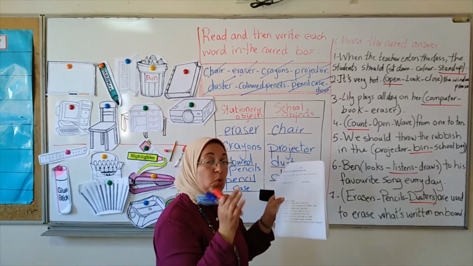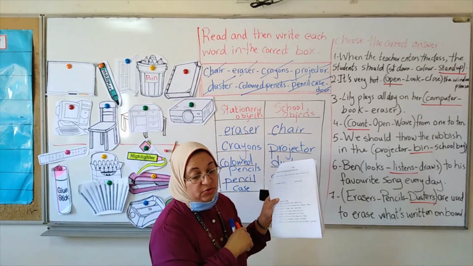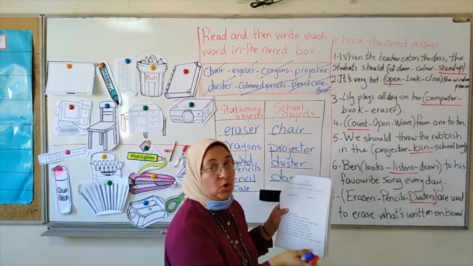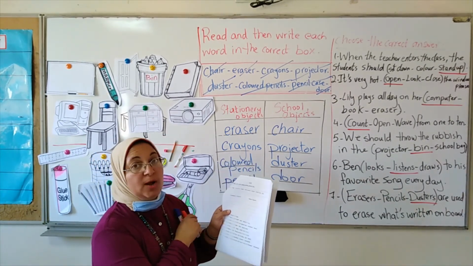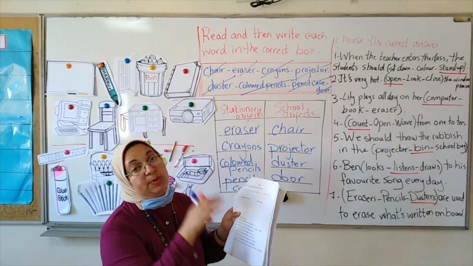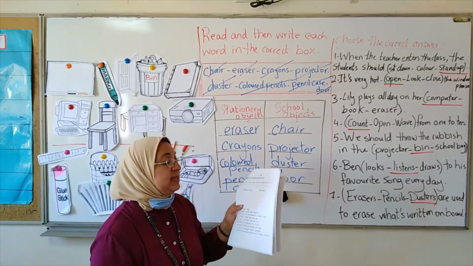School bag. School bag also is a stationary object because you can take it with you at home. Glue stick. It's a stationary object because you can put it inside your bag and take it.